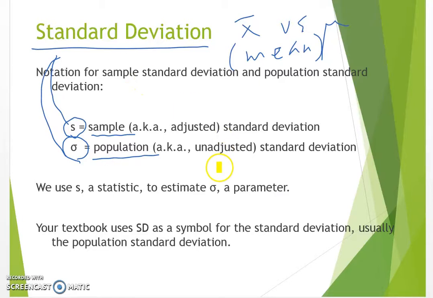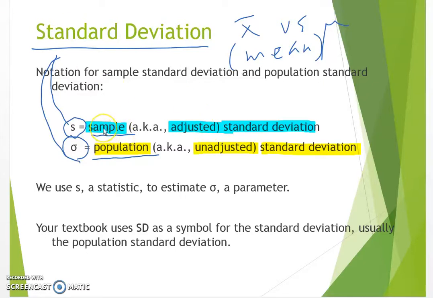There is another name for the standard deviation which is important. Population standard deviation is also called unadjusted standard deviation. Sample standard deviation is called adjusted standard deviation. Because they are different in terms of computation, we have to adjust the denominator later on. That's why for sample standard deviation, you have this keyword adjusted.